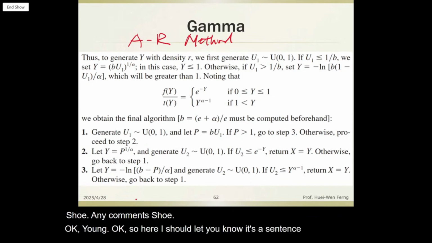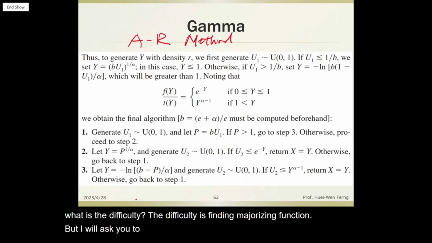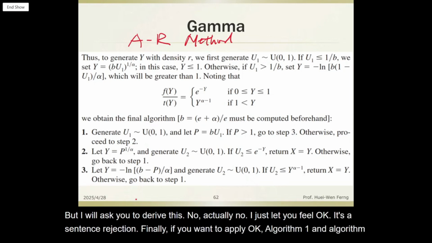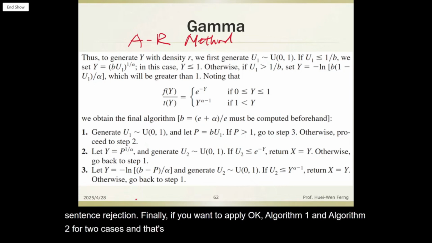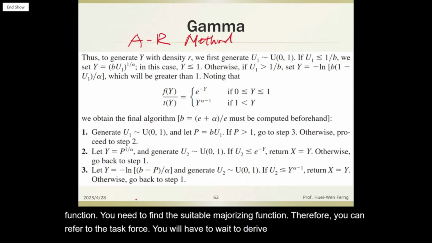So here I should let you know it's acceptance rejection. But what is the difficulty? The difficulty is finding the majorizing function. But I will not ask you to derive this. I just let you feel, okay, it's acceptance rejection. Finally, if you want to apply algorithm 1 and algorithm 2 for 2 cases, that's all. But you need to keep in mind you need to find a suitable majorizing function. Therefore, you can refer to the task book.